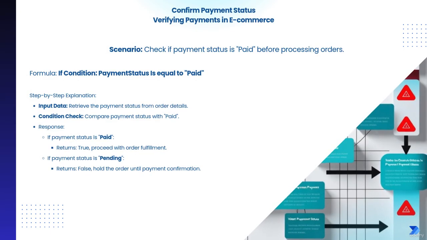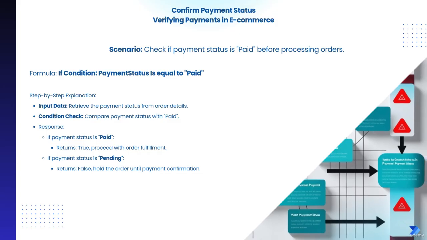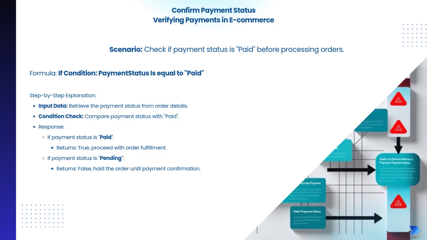Example 3. Confirm payment status. Scenario: in an e-commerce platform, you need to verify if the payment status of an order is marked as paid before processing the order. Formula: plain text. If condition: payment status is equal to paid. Step-by-step explanation. Input data. Retrieve the payment status from the order details.